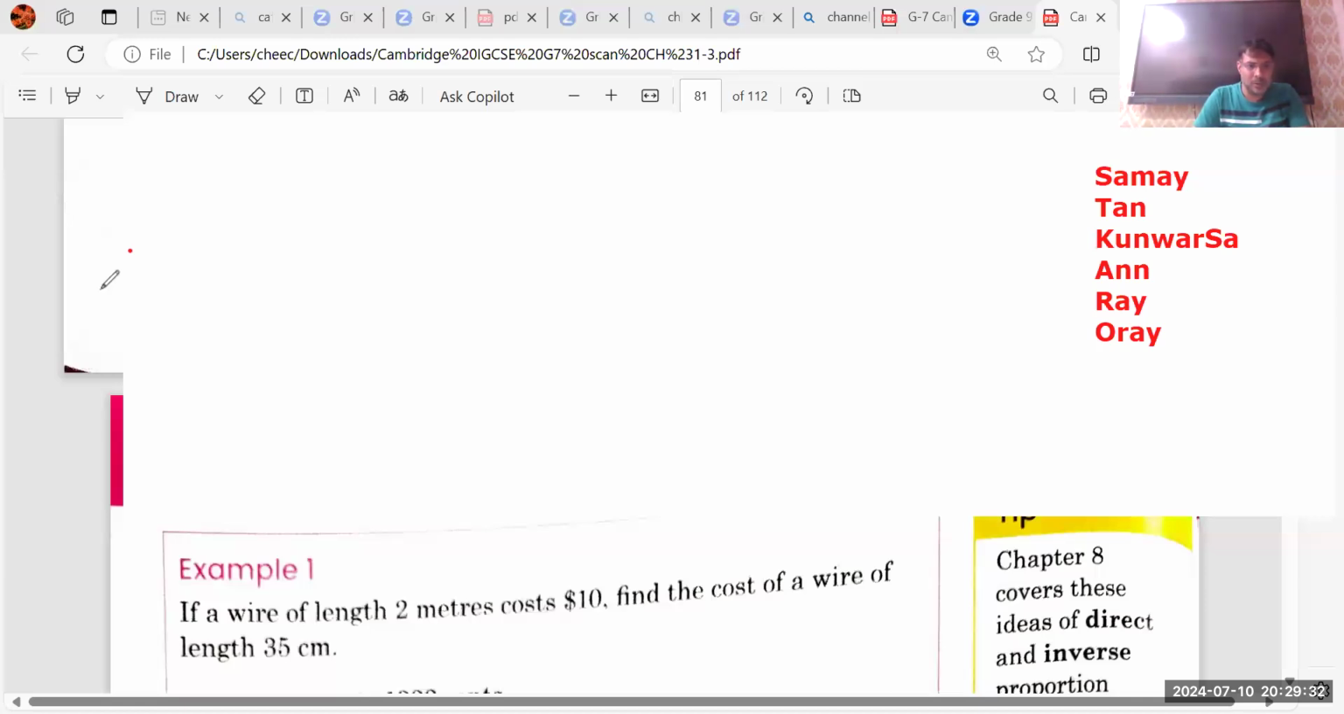Who is this fellow who doesn't understand the difference between 1 and 100? Anish, beta, use your glasses. This is centimeters. There's another round.